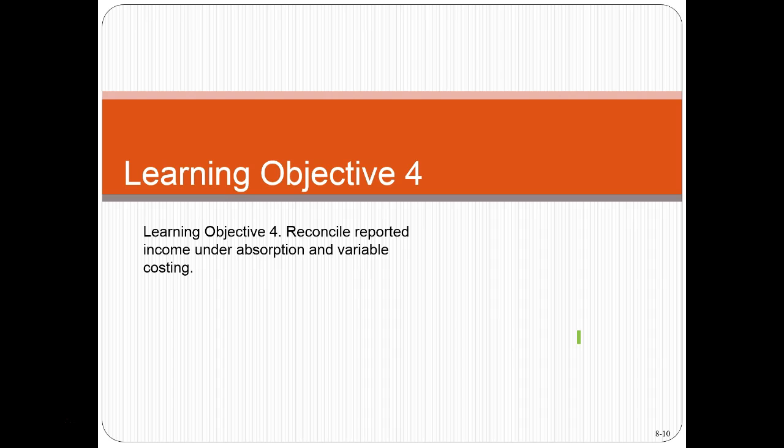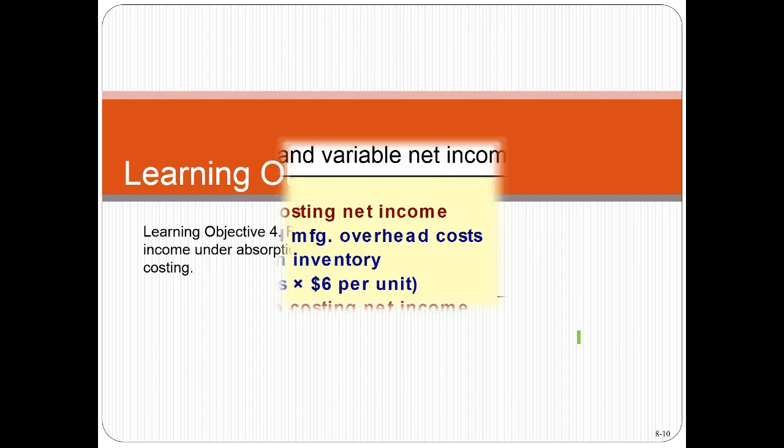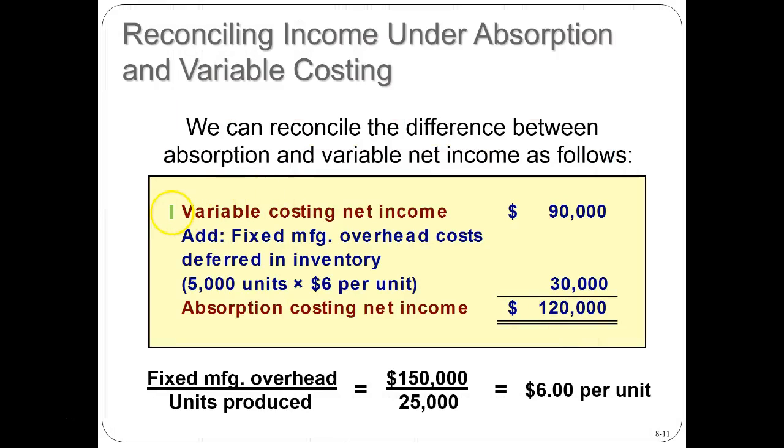Okay, so reconciliation report, income under the absorption and variable costing, objective number 4. If we were going to try to reconcile the two, remember the income statement is going to be different. Over the long run, it'll be the same because all the expenses are the same, but there's a timing difference as to when we expense the items. So if we were using variable costing, we came up with this 90,000, and if we were going to try to reconcile to what it would have been under absorption, we could do a calculation such as this.